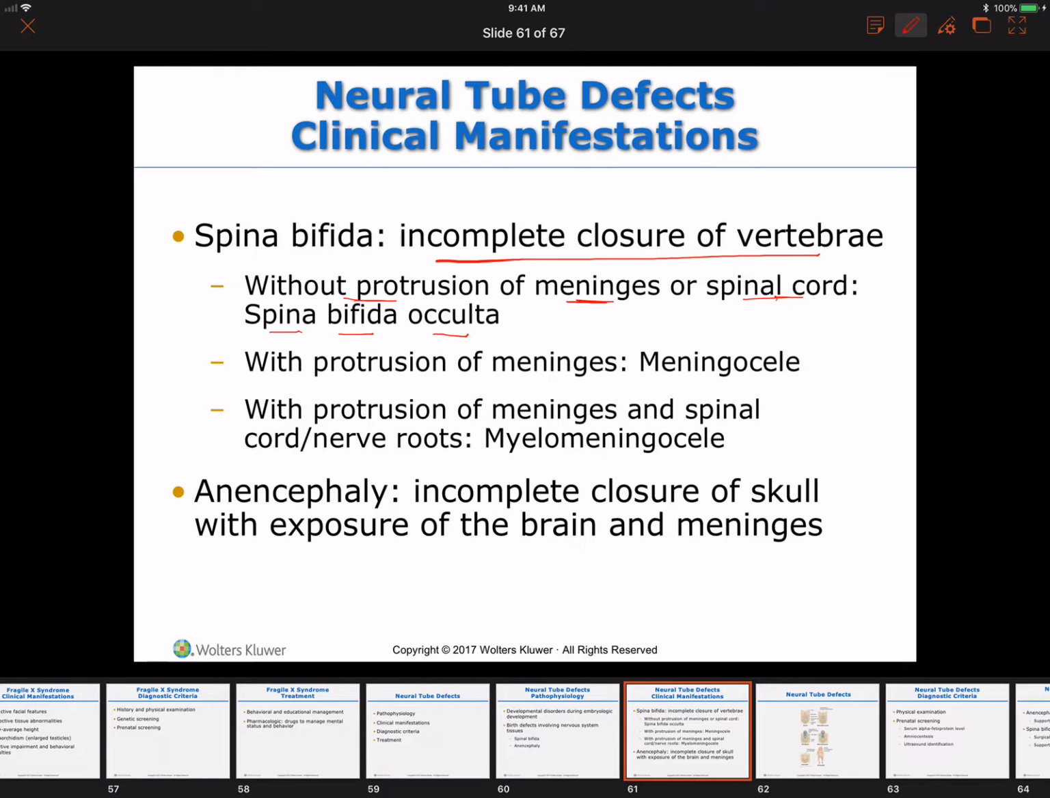It may involve only the meninges protruding or herniating. We call it spina bifida with meningocele. Or it may involve the protrusion of meninges and spinal cord, so nervous tissue. We call this spina bifida with meningomyelocele or myelomeningocele, same thing. Anencephaly is when the skull doesn't close fully and the brain may be exposed with the meninges.